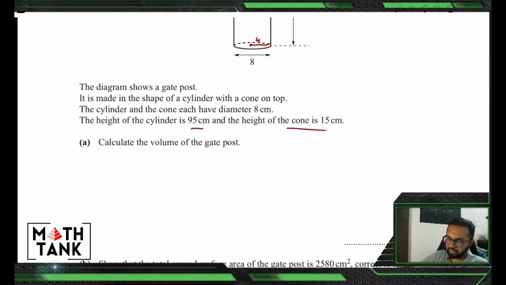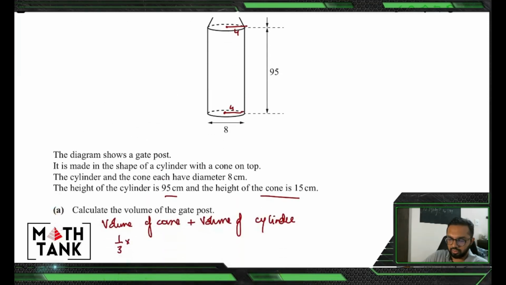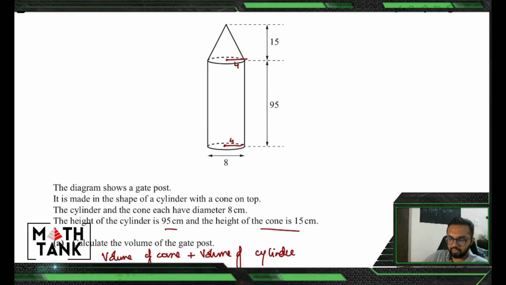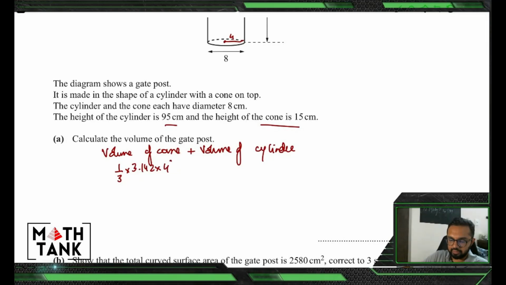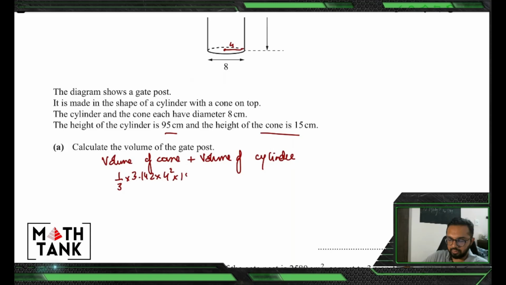Okay, so volume of the gate post would be the volume of cone plus volume of cylinder. So that would be 1/3 pi r square h. Pi is 3.142. R square, 4 square, and the height of the cone is 15. The formula is given to you before the question, and that will be true about the exam as well.